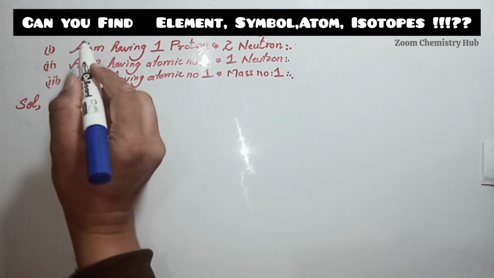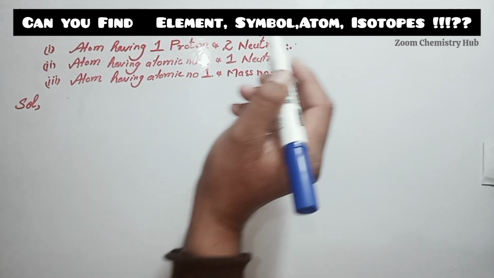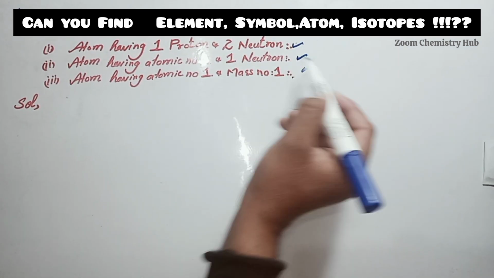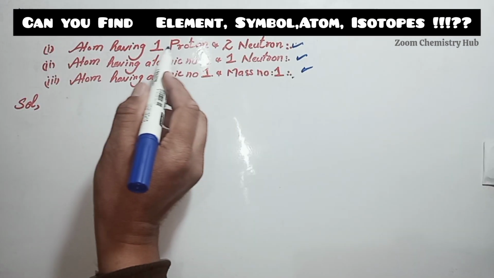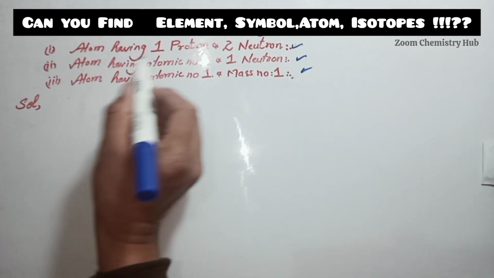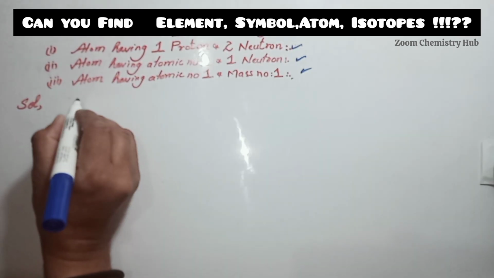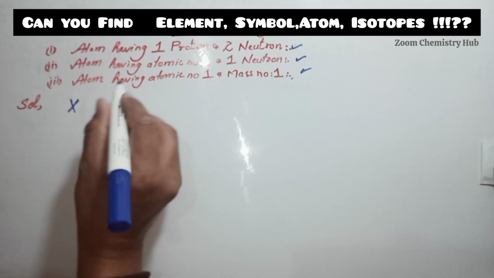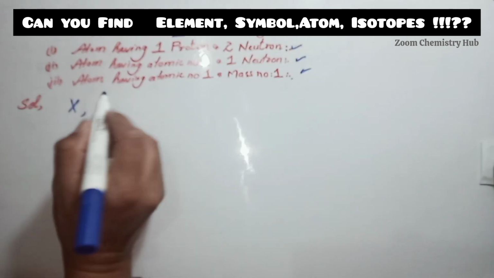Today we have a question in which we have to find the element and its symbols. This question has three parts. In part 1, we have to find the element and its symbol, having 1 proton and 2 neutrons. So first we represent this element by X, and we know that this X element has 1 proton and 2 neutrons.